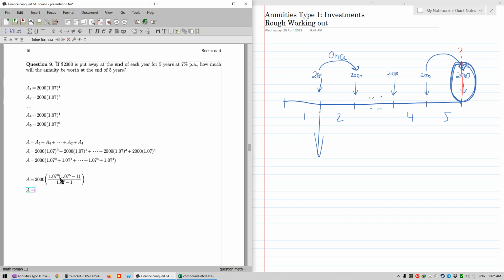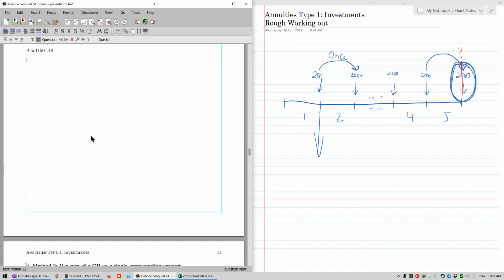One common mistake I see students make is they forget the 2000. Very common. Because they get so focused on that, they completely forget about what you factorized out. So don't forget that. Just put it in the calculator, and you will see you get something approximately equal to, because we are rounding off now, 11,501.48 or so. Yeah, so there we have it. All right, and that's pretty much it.